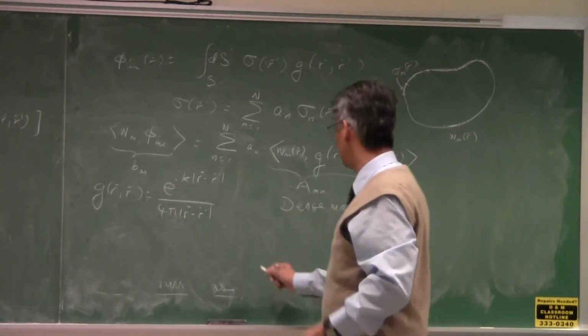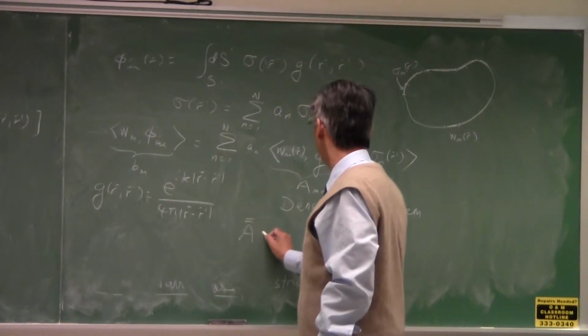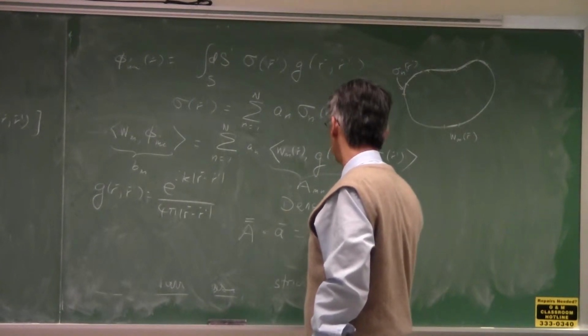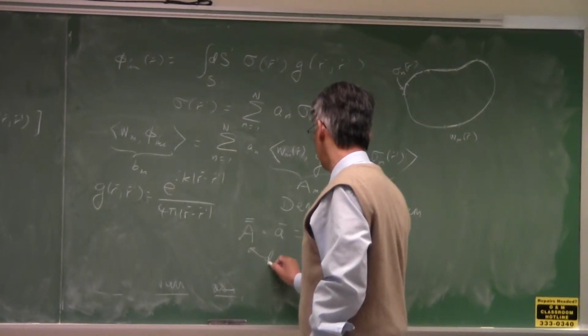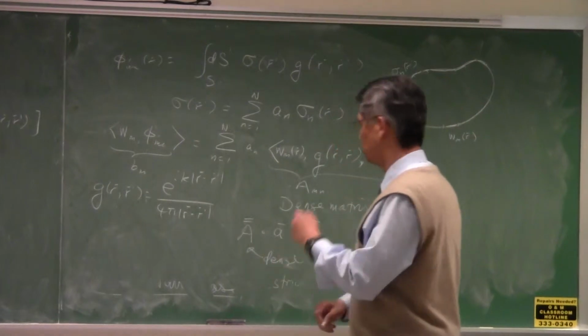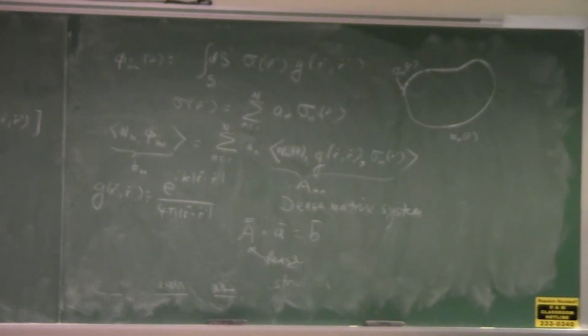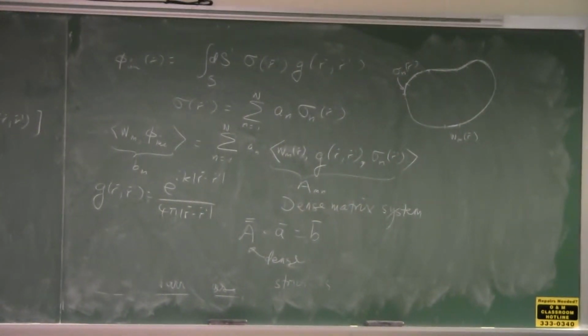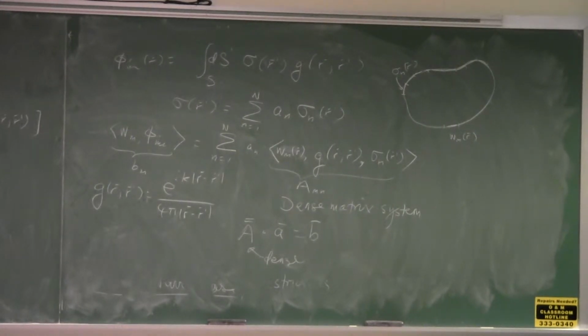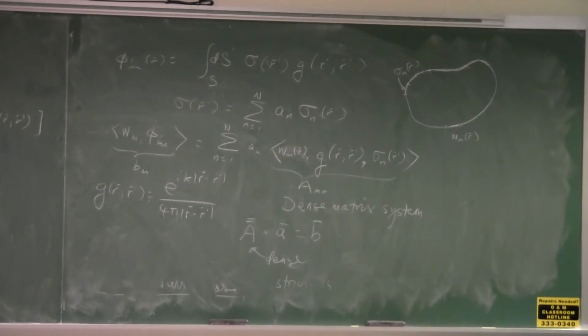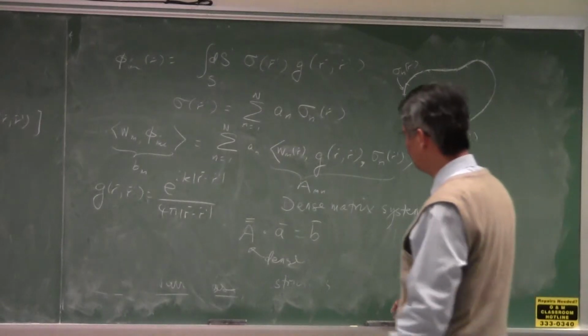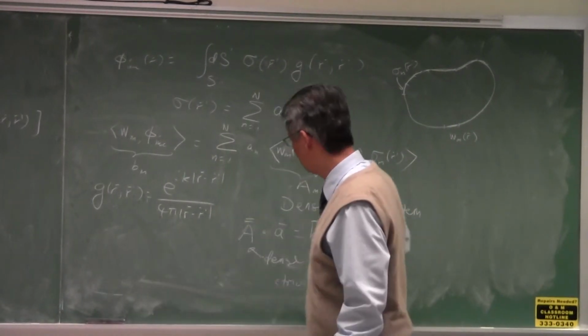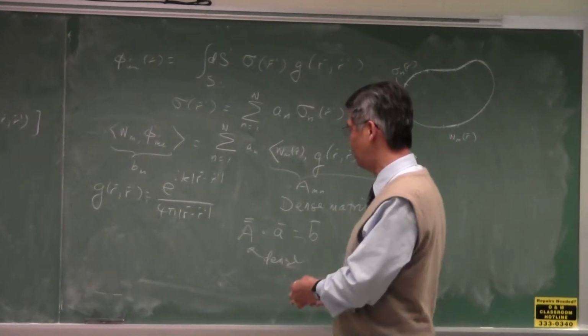And so we have a dense matrix system to solve. A dot a is equal to b, where this is dense. And this is essentially the shortcoming of an integral equation method. The matrix system is dense. Whereas if you do finite element or you do FDTD, the matrix system is sparse. Okay, the matrix system is sparse. So what do we need to do? Dense matrix system is very expensive to solve.